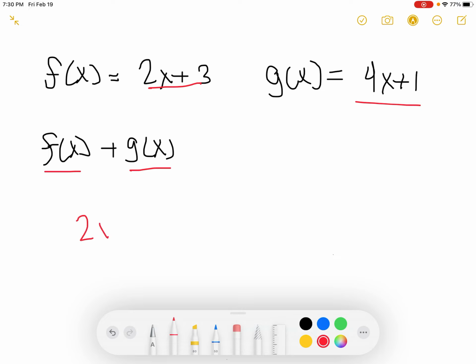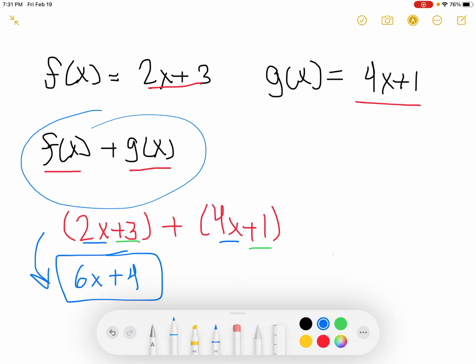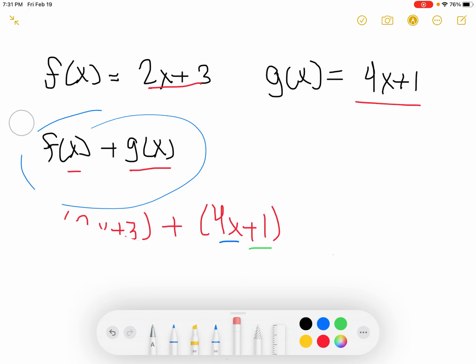So we have 2x plus 3. We substitute that in for f of x, plus 4x plus 1. That is what we substitute for g of x. So we need to add like terms. We first add those, and we get 6x. Then we add 3 and 1, and we get plus 4. So that is what f of x plus g of x is. It is 6x plus 4. Simple. Now let's look at subtraction.